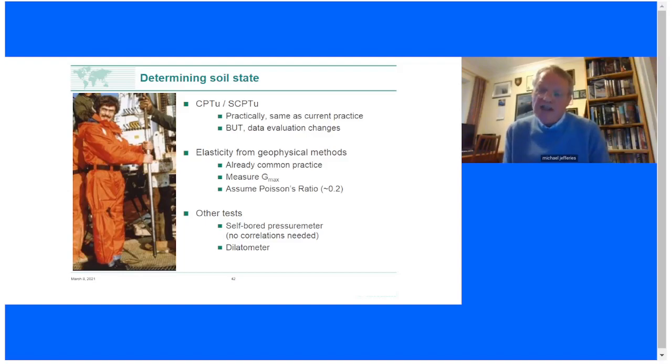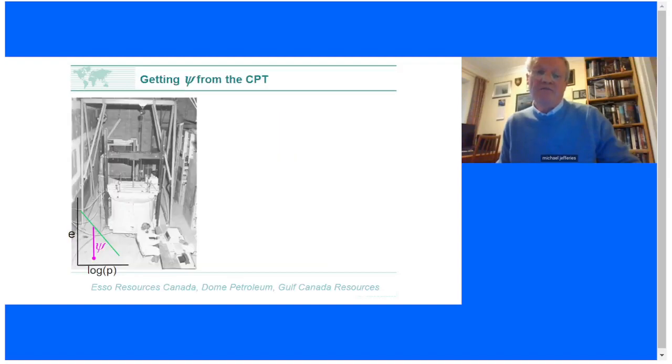We will assume a Poisson's ratio there. We typically take it as 0.2 or 0.15. That's based on a whole lot of testing done by the Italians on Ticino sand. There are other tests. The self-boring pressuremeter is occasionally used. Some people like the dilatometer, but really the body of the experience is back to the CPT.